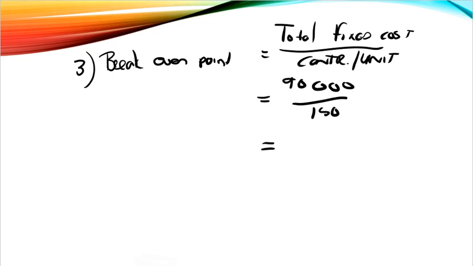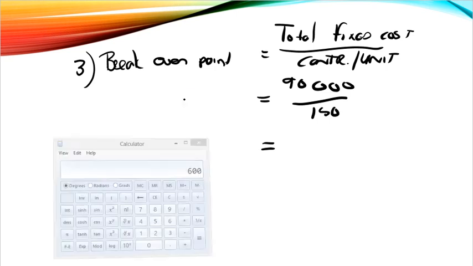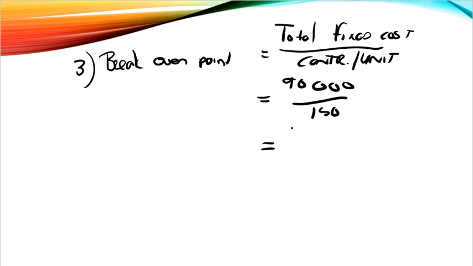Again, grab a calculator. 90,000 divided by 150 means 600 units. It's very important that it's not a Rand value, it's a unit value. At how many units does this company break even? At 600 units, they don't make a profit nor a loss. So once they produce and sell 601 units, they will make profit from this point forward.